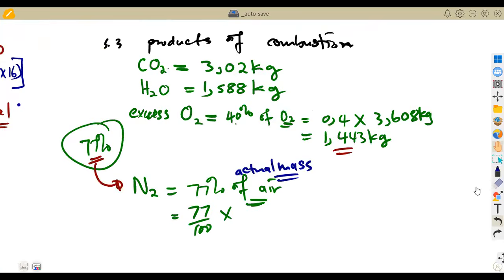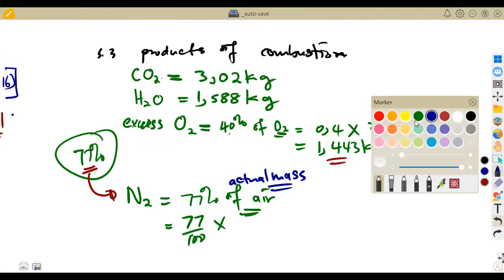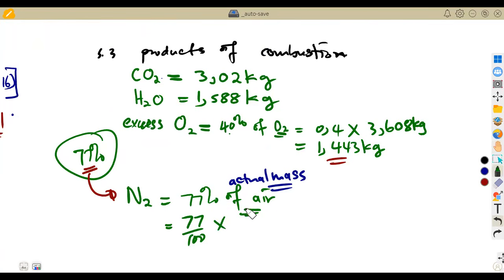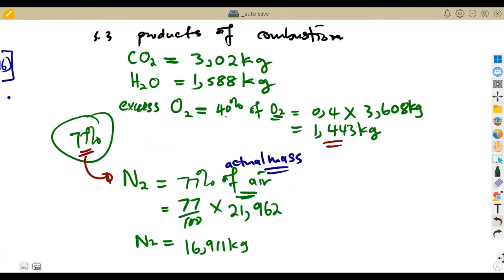Since we are saying nitrogen, it has 77% of what? The actual mass of air, which was 21.962 kgs. So multiplying this, we are going to obtain a mass of 16.911. This is the mass that you're supposed to obtain for your nitrogen in this case. All right, so we have all the products. We have listed everything in this case: carbon dioxide, water, the excess air, and the nitrogen.